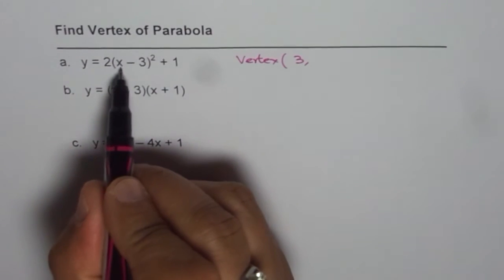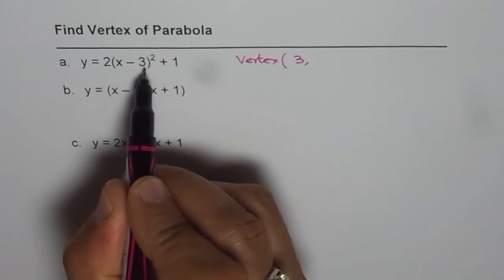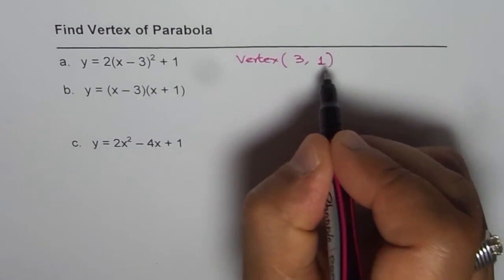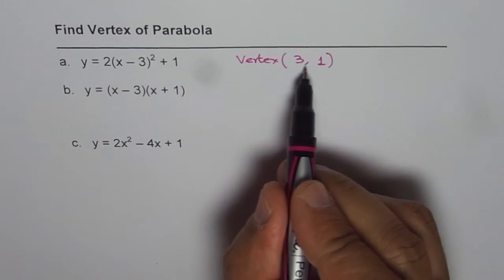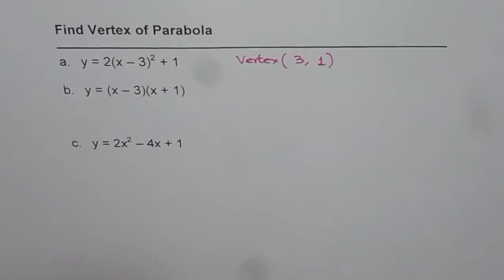Once 3 minus 3 is 0, the first term, 2 times 0, will be 0, right? So y is equal to 1. That is how you can always make sure that you don't commit a mistake at this stage. So the vertex is (3, 1). That's so simple. If given in vertex form, we can easily find the vertex.